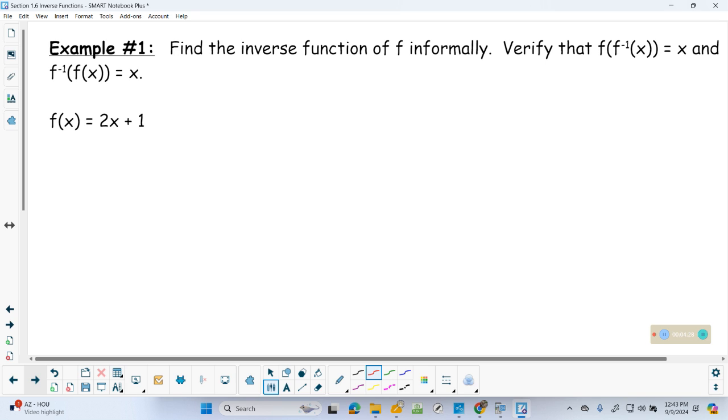Now, I know you probably can skip this part, that f of x, of course, is y. I don't know if I'd really even bother rewriting that. Now, when I go to find the inverse, I'm going to switch x and y. Everything else stays the same. You only switch x and y.